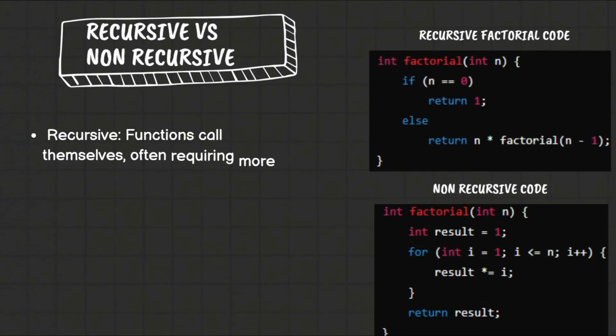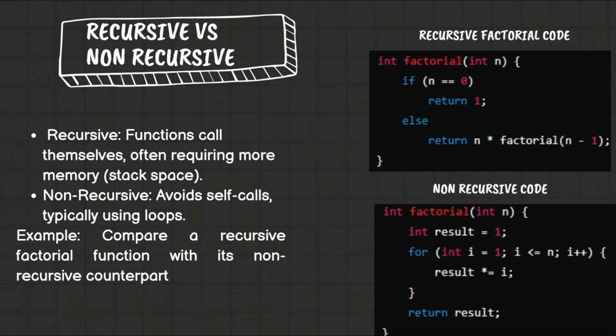Recursive versus non-recursive algorithms. Let's compare recursive and non-recursive algorithms. Recursive algorithms are the functions that call themselves, which can lead to high memory usage due to stack space requirements. On the other hand, non-recursive algorithms avoid these self-calls and instead use loops to achieve the same result. A classic example is the calculation of a factorial, which can be done both recursively and non-recursively.